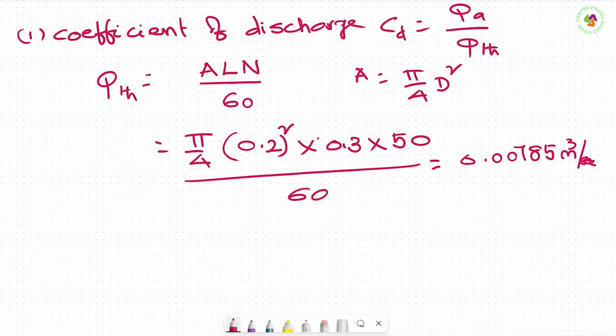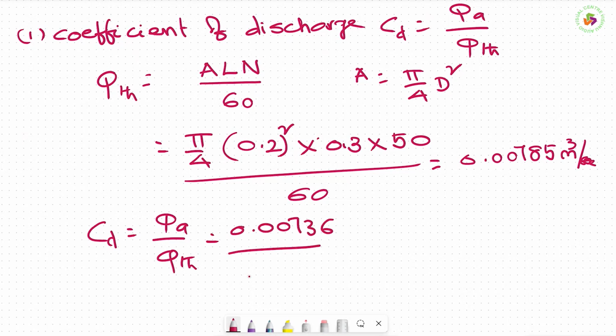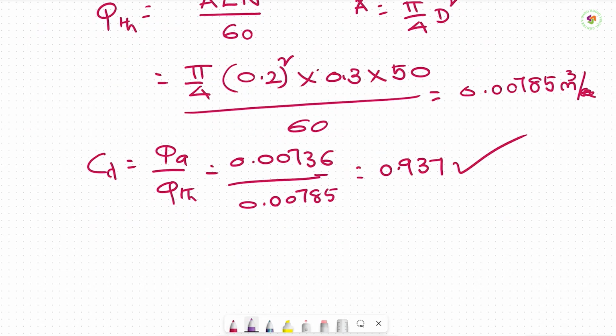Once discharge is over, the coefficient of discharge Cd is equal to actual discharge divided by theoretical discharge. Actual discharge is 0.00736 divided by 0.00785, so it is equal to 0.937. This is the first answer. Over.